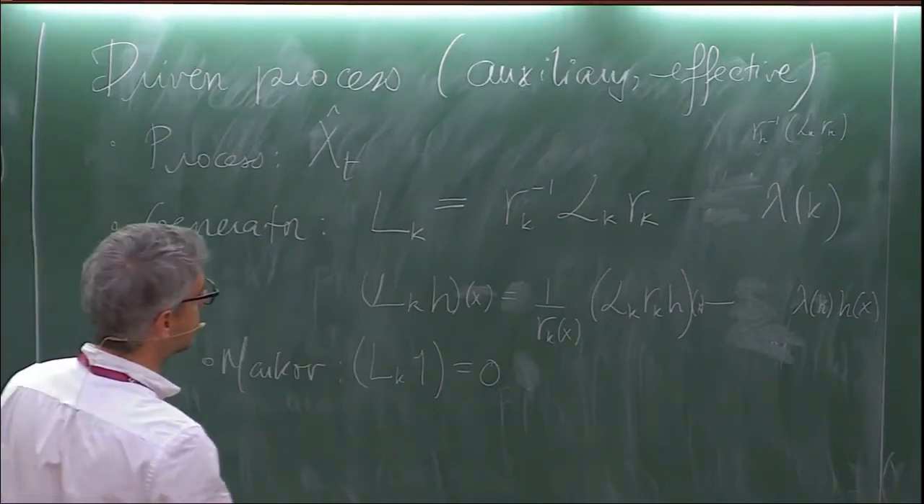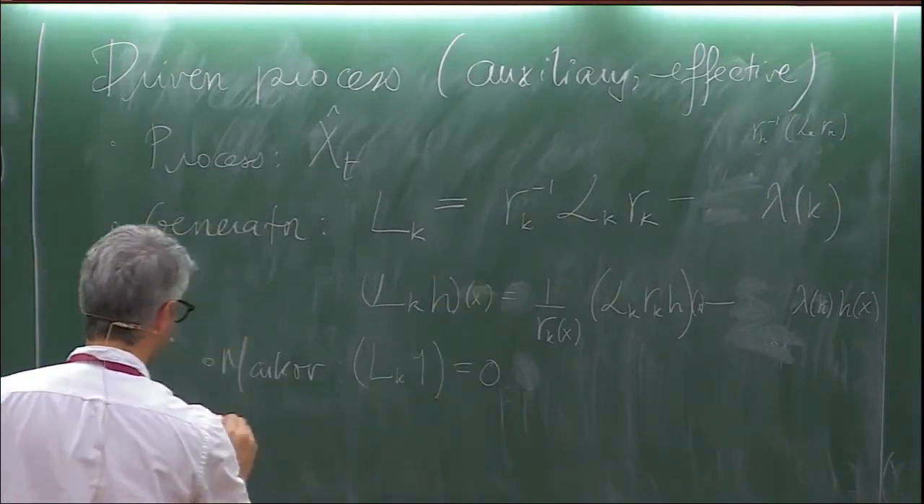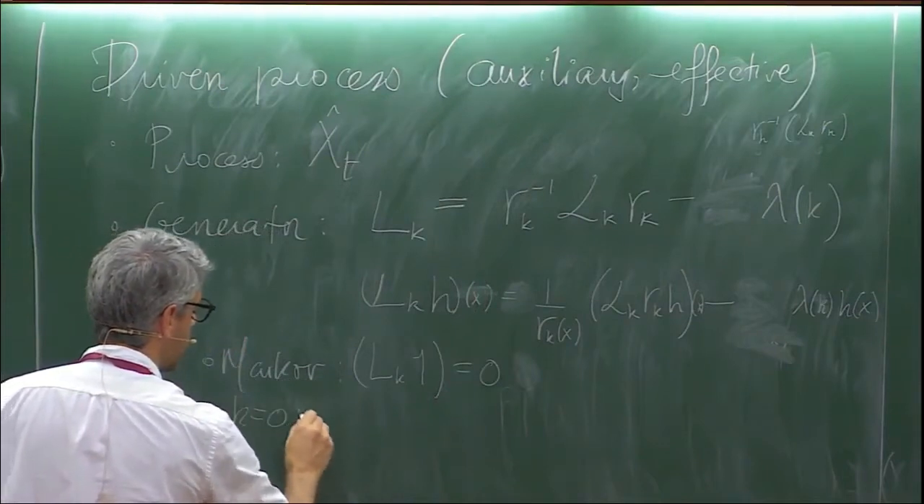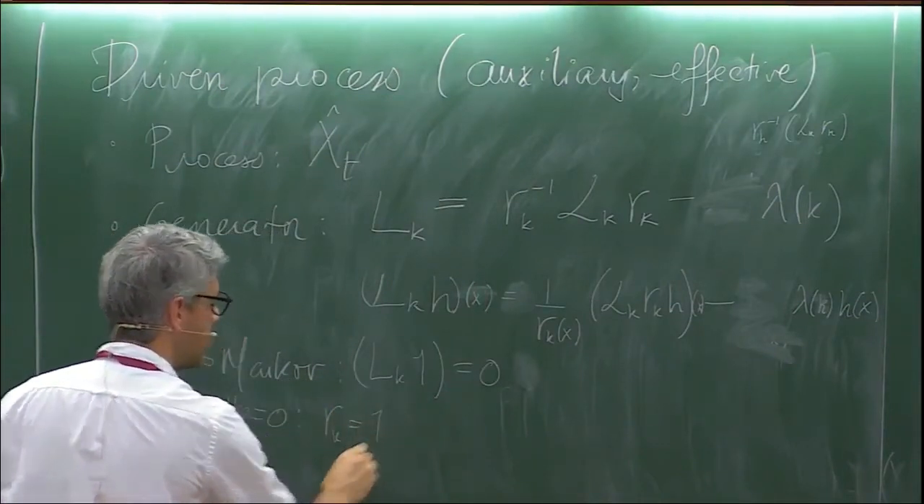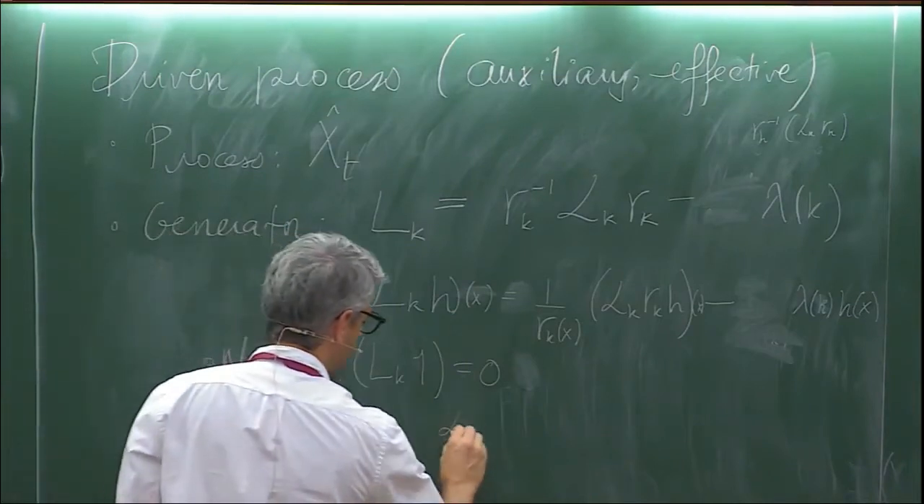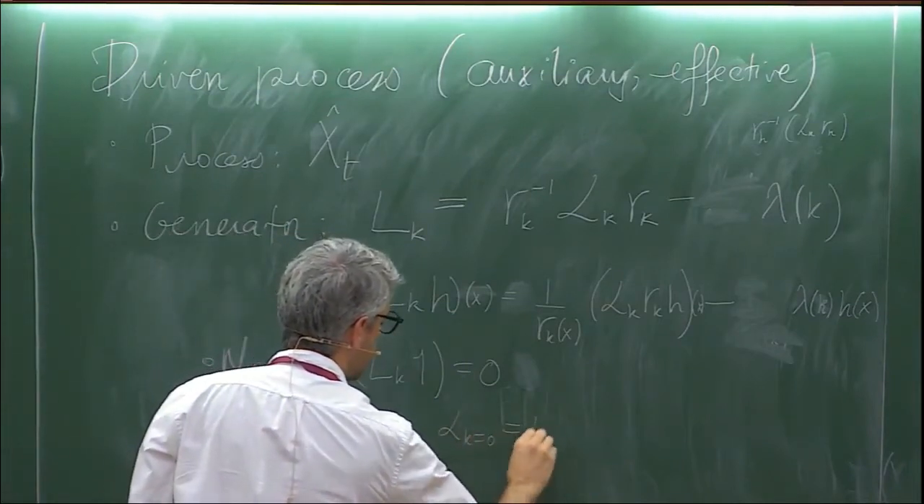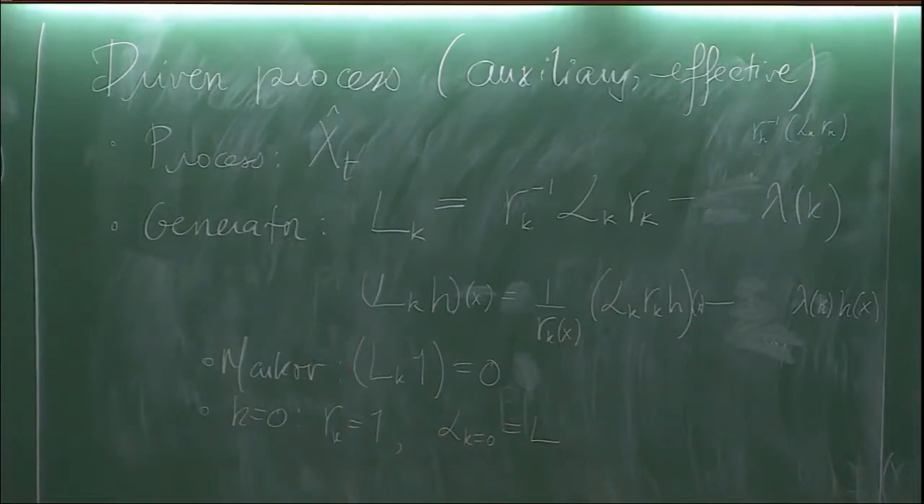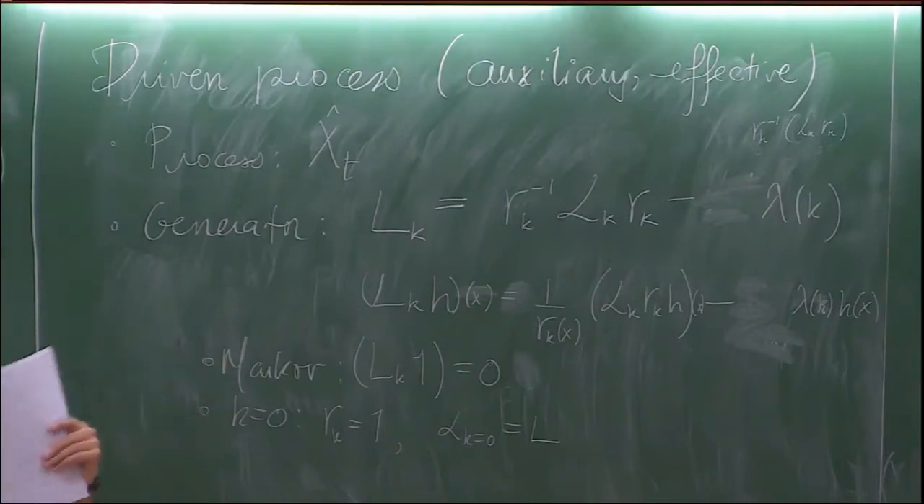So for k equals 0, we know that, okay, that's a good property. For k equals 0, we know that Rk is equal to 1. It's a constant function. And then the tilted is also equal to L, so you're not changing the process. Yes, exactly. I'm using kind of a transpose convention compared to what we're using in physics.